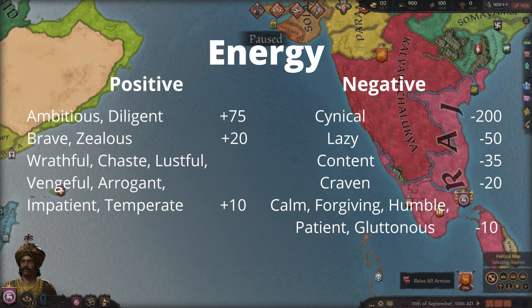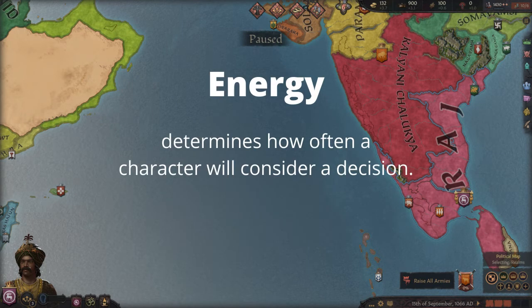What energy does as an attribute is it determines how often that AI personality is going to consider a decision. This could be if you're trying to invite someone to a feast, or if you go on a hunt, you'll probably see less energetic AI personalities going to these things.